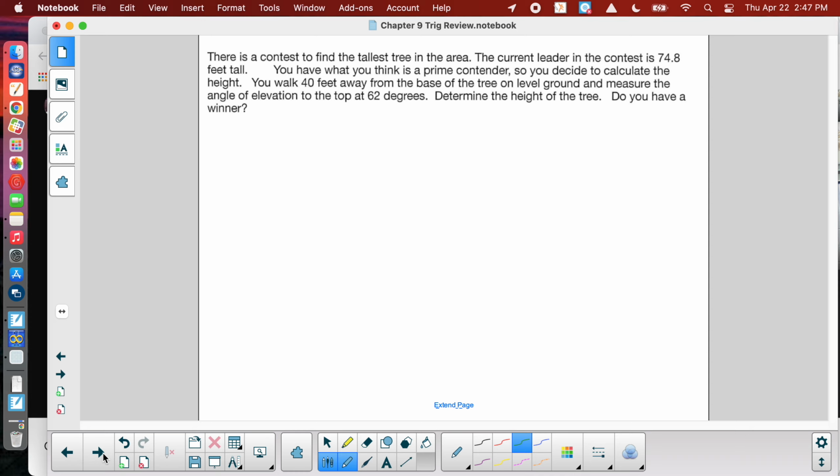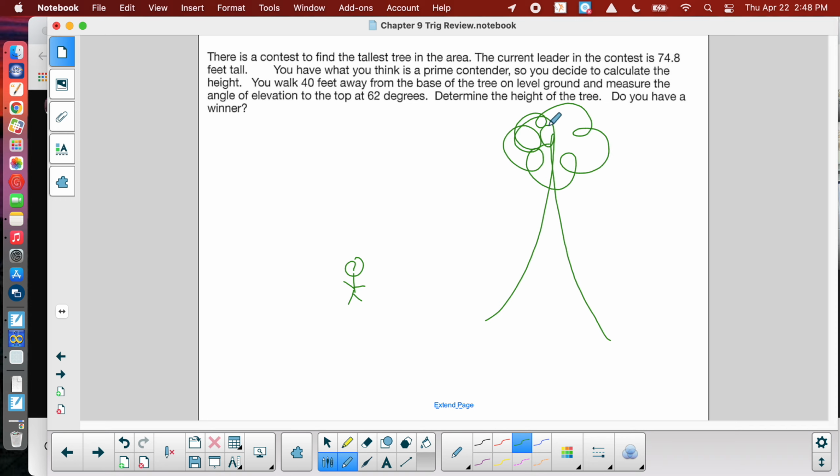Which number is not going to be in my triangle? 74.8. Yeah, that's what we're comparing against to see if I have a winner. That's not part of my triangle. Here I am, looking at this big tree. I'm standing 40 feet away from the base. I'm looking up at the top of the tree. My angle is 62 degrees. This is considered a right triangle. How tall is the tree?